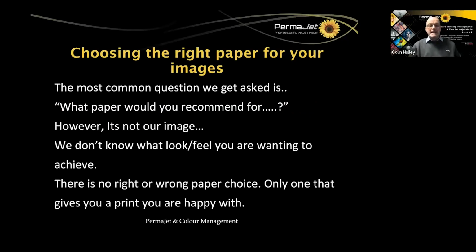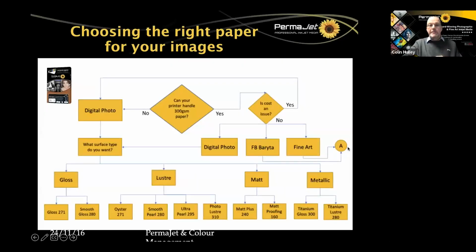Choosing the right paper for your images. The most common question we get asked is, what paper would you recommend, for example, for landscape or portraits, still life? And the issue we face when being asked that question is it's not actually our image. We don't know the look and feel that you are wanting to achieve with your image. Everyone has personal choices and personal preferences when they're looking at how their images are. So there is no right or wrong paper choice, only one that gives you a print that you are happy with. Okay. So that's quite key. It's a print that you are happy with.